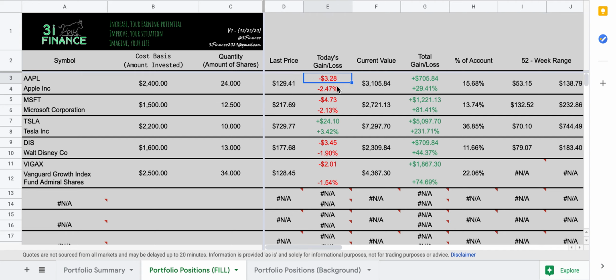Today's gain or loss has the same concept as the last price. This just displays how good or bad the stock did today or when the market was last open.